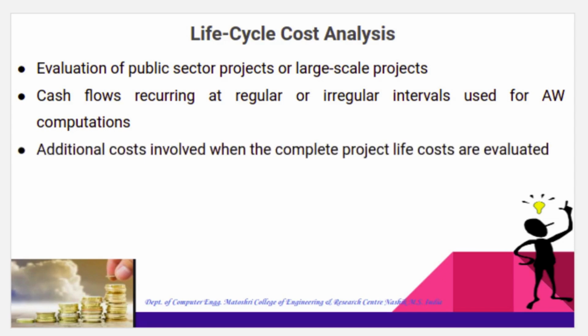Additional costs are involved when the complete project life cost is evaluated. What are the additional costs? The present worth and annual worth cost analysis techniques discussed so far have concentrated on the estimate for the first cost P, that is present cost, then annual operating cost and maintenance cost, that is AOC, or salvage value S, and predictable.